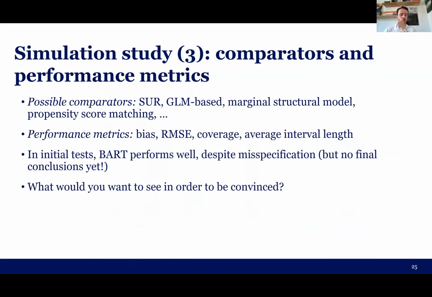What we're not quite sure about yet is which comparators to include. So we're probably going to include the seemingly unrelated regression model, because that's the most commonly used method. We might also use one of these GLM-based methods. We might include propensity score matching. I'm not sure. I'd be happy to discuss that if everyone has an idea of what's most important. Yeah, in initial tests, BART seems to perform well. I mentioned that earlier, but we haven't actually compared it to anything else yet. So that doesn't really tell us that much as of now.